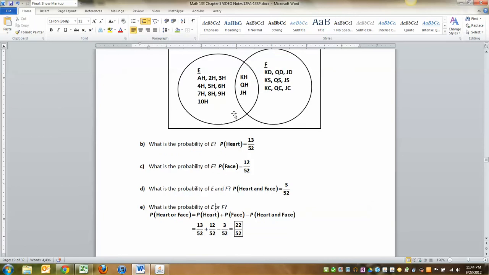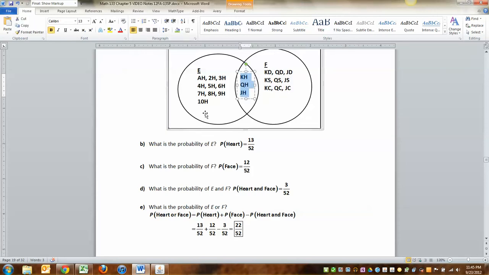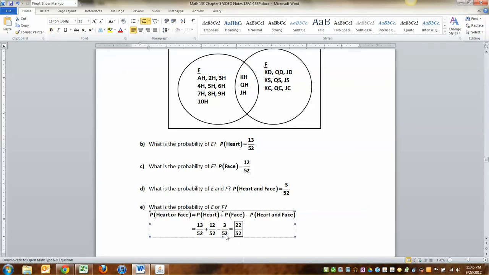So it's not fair just to add them up, because if you add 13's all this ring, 12's all this ring, but you've counted these 3 cards twice. You counted them in the 13 and you counted them in the 12. It's called double counting. Well, that's no good. So you subtract away one of those sets of 3. So you subtract away 3 out of 52, and that way you're only counting those 3 cards once. And that gets you a total of 22 out of 52.